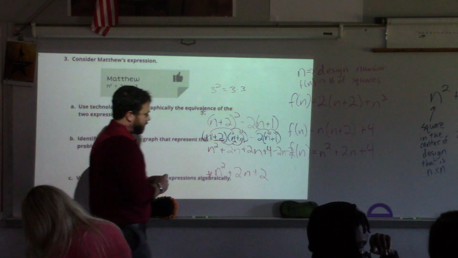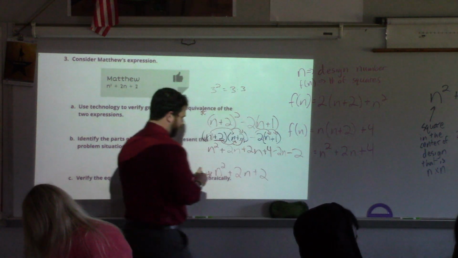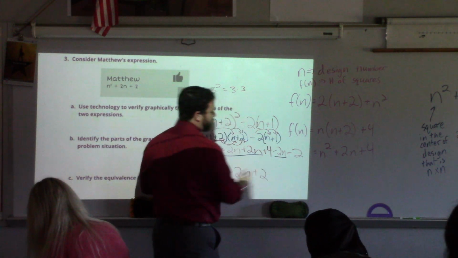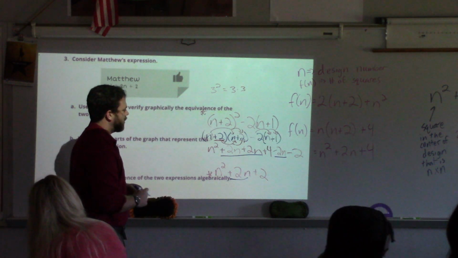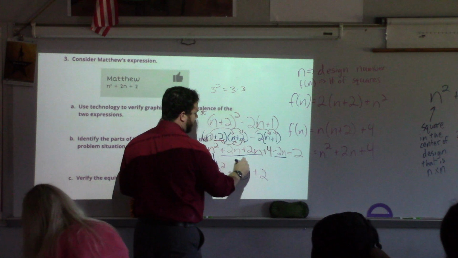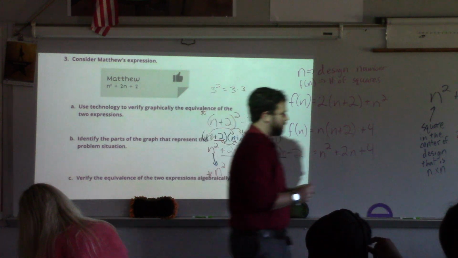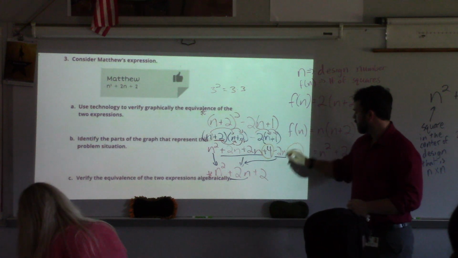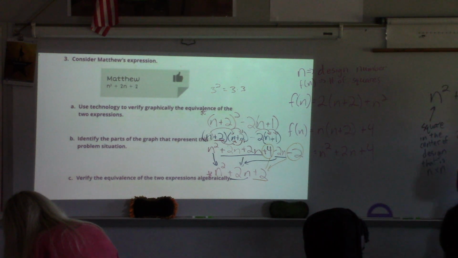Any like terms? 2n plus 2n. Anything else? Wait, can you subtract 2 and 2? So I have 2n plus 2n minus 2n. What would I be left with? 2n. There we go. I've already got the n squared. The 2n plus 2n minus 2n, that's what gives me the plus 2n. And then any other like terms? 4 and negative 2. 4 minus 2 is 2. It gives me that plus 2. So are they equivalent? Yeah, we got exactly the same thing.